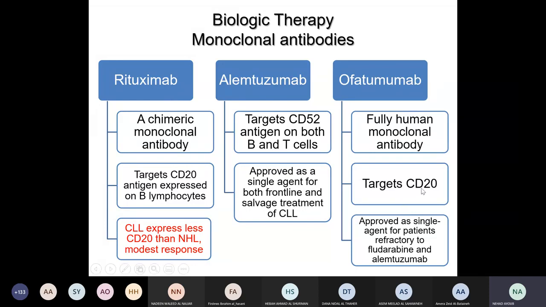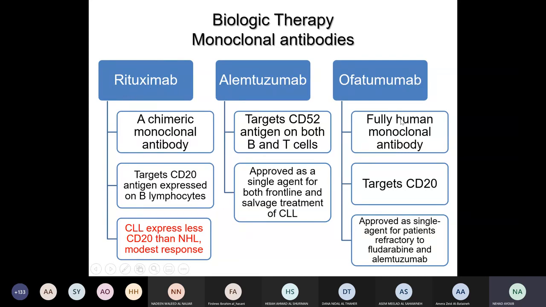الأوفاتومومب هو again an anti-CD20, but this is a humanized monoclonal antibody. فإذن هو والريتوكسيماب they are in the same group anti-CD20 monoclonal antibodies لكن the risk of allergic reaction, hypersensitivity reactions with ofatumumab هو أقل because this is a fully humanized monoclonal antibody. الofatumumab مش routinely added to the regimens not like rituximab. Rituximab is more common in use, to add to fludarabine or to add to cyclophosphamide-based regimens.